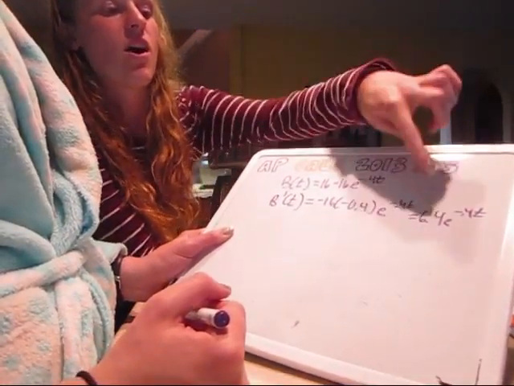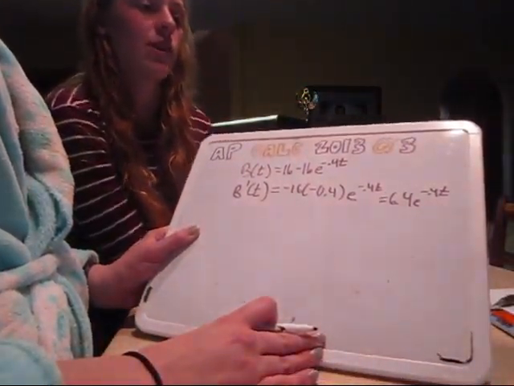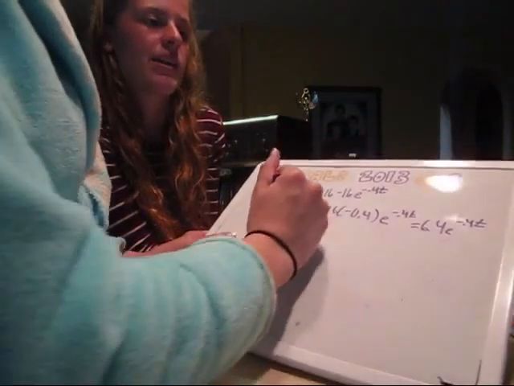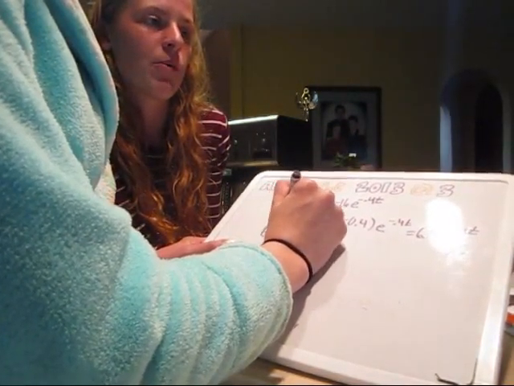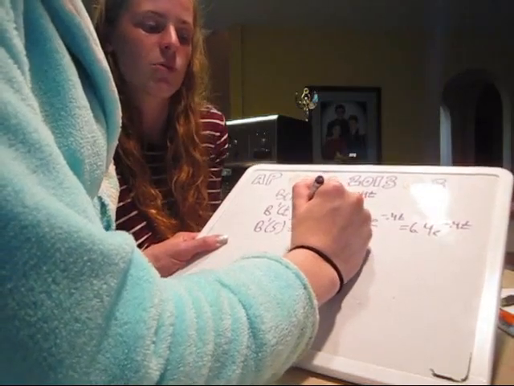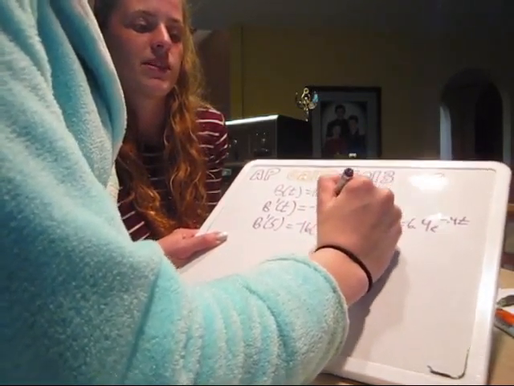So this, on the right side, is the derivative of the equation that it gave us. And then to find the rate at which the amount of coffee in the cup is changing when t equals 5, we just plug in 5 to the derivative.